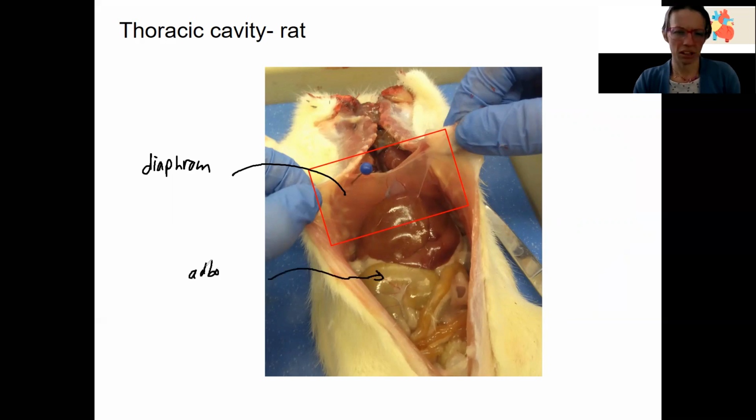So that means, what is above here? What is this thing right here? Well, it's labeled right here. This is our thoracic cavity. You can see the heart hiding in there.